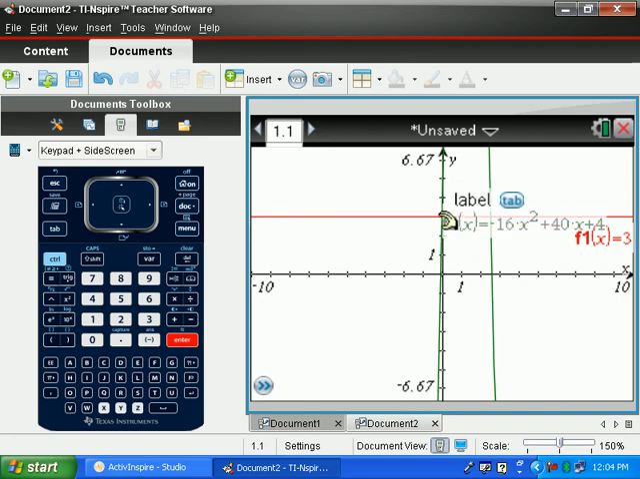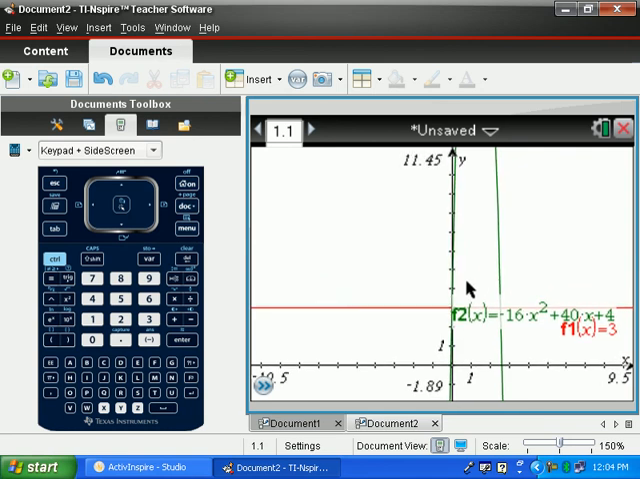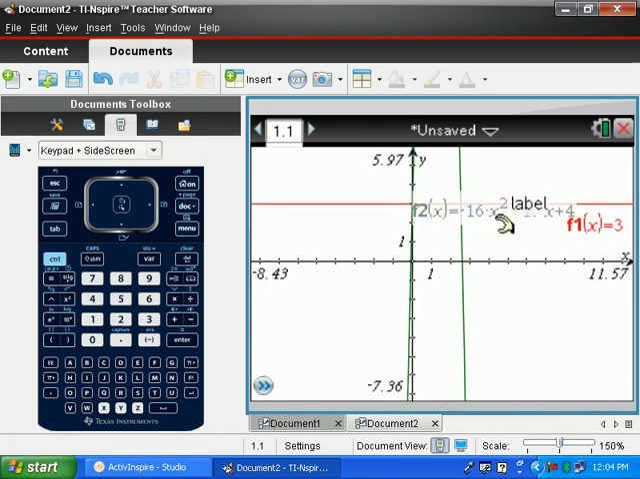So what you can see is here's the ball starting at 4 feet. The ball's released from 4 feet. It goes up and up and up, and it makes an arc. This is representing the height of the ball. It comes back down, and he catches it at 3 feet. And so all we need to do is find the intersection point there.